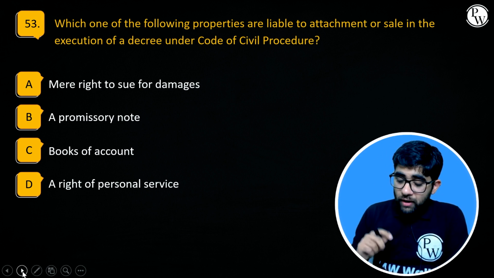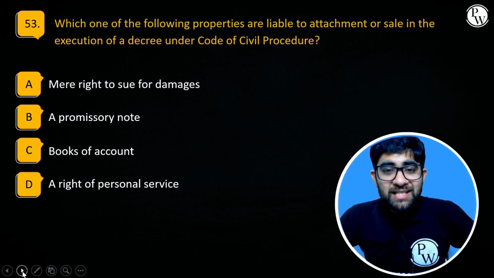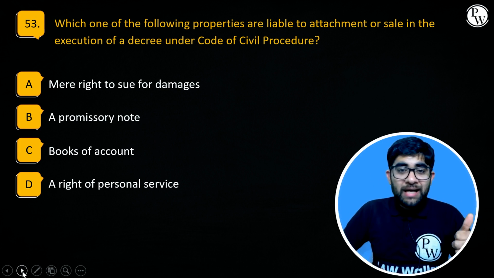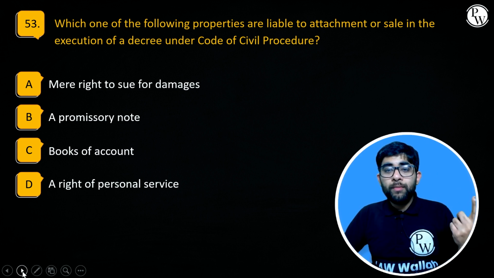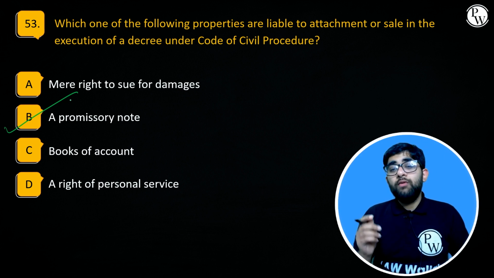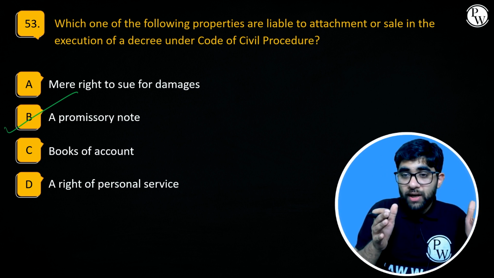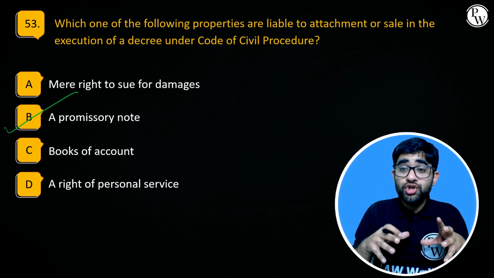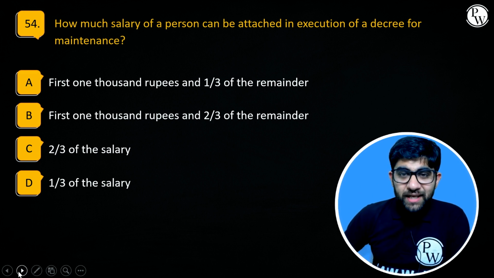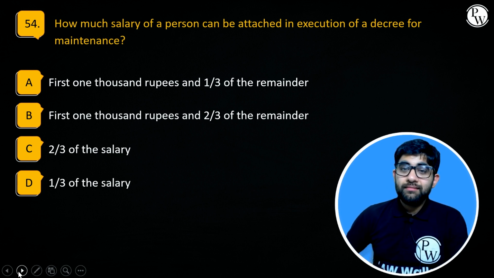Next, which one of the following properties are liable to attachment or sale in the execution of a decree under the Code of Civil Procedure? Are liable for attachment: mere right to sue for damages, a promissory note, books of account, a right of person, a promissory note. See, what can be attached should not be personal, it should not be in the air, it should be existing and should be secured. 54. How much salary of a person can be attached in execution of decree for maintenance?